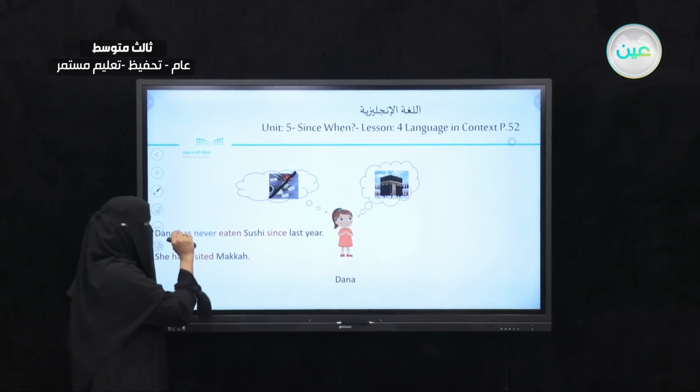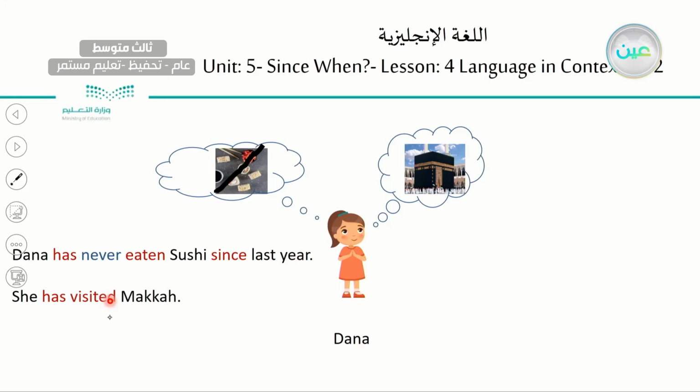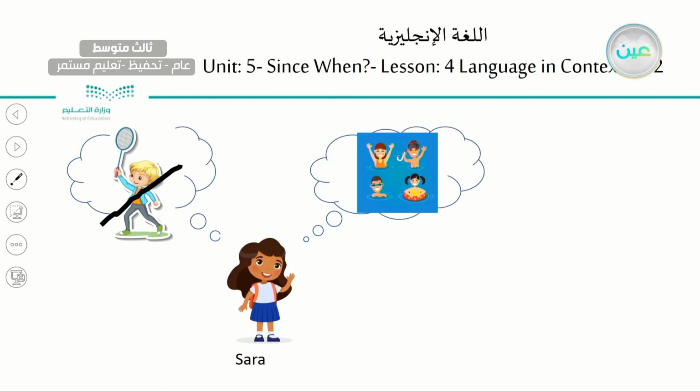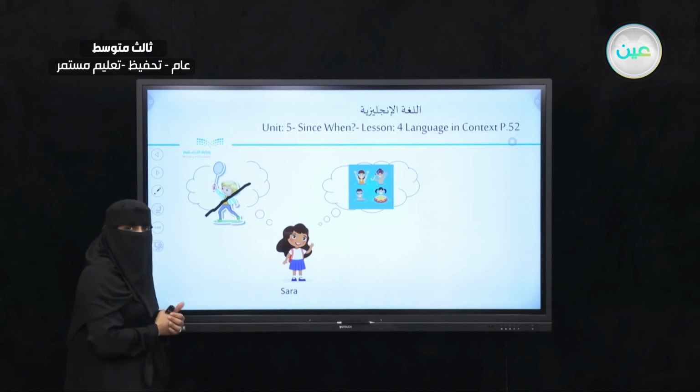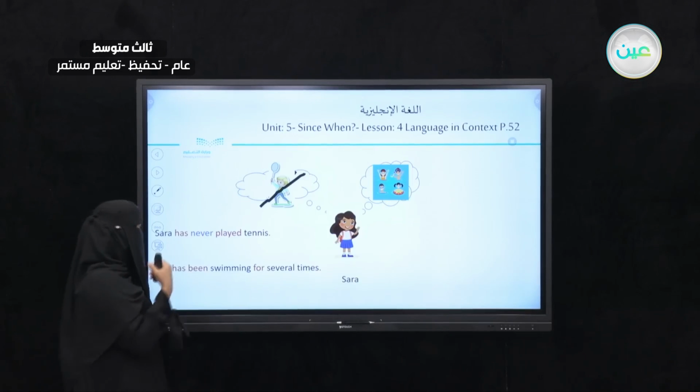Okay, she has visited Mecca. Okay, this is something she did before. Another picture here, this is a girl, her name is Sarah. This is something she did or she didn't do before. She didn't do. And this is something she did. Okay, pause the video and write down statements. Write down your sentences. Okay, let's see it.